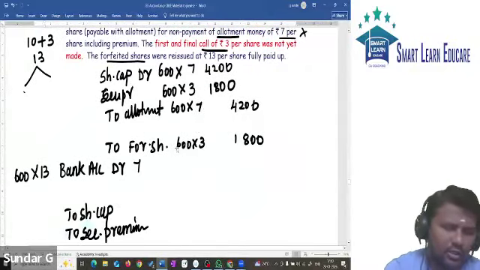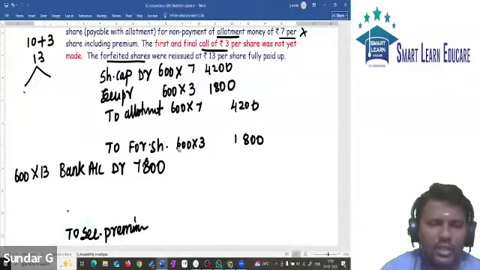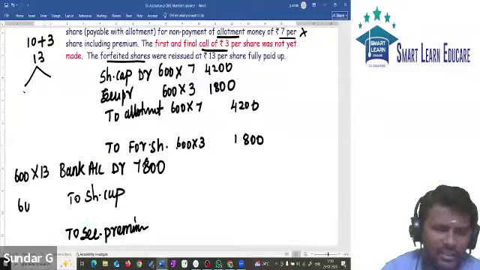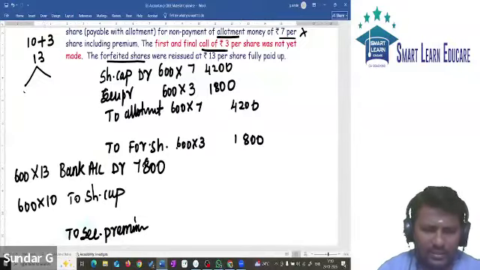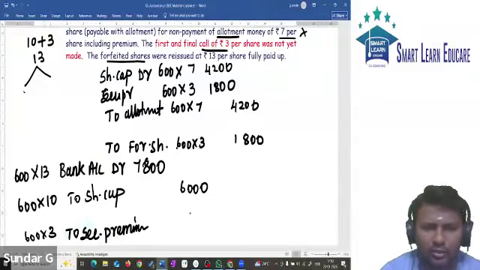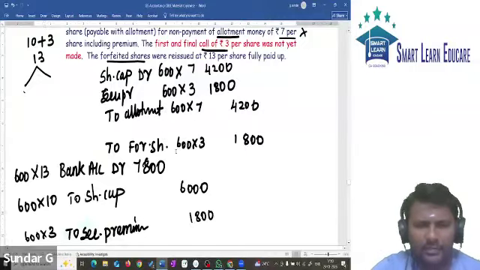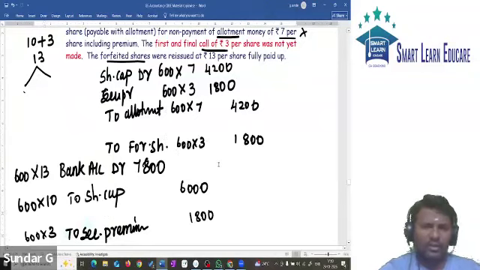What is the entry for reissue? 600 into 13, it is 7,800. Bank account should be debited with 7,800. To share capital, to securities premium. 600 into 10 will give you 6,000, and to securities premium, 600 into 3 will give you 1,800. So bank should be debited with 7,800, share capital should be credited with 6,000, and securities premium should be credited with 1,800.